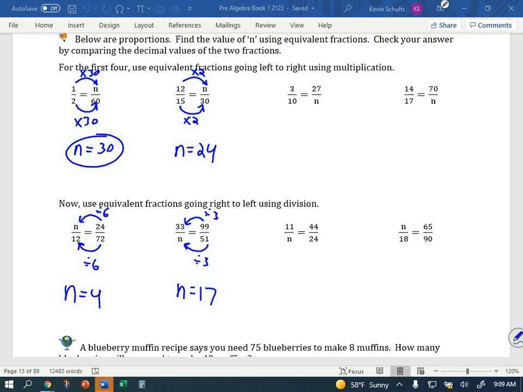Okay? Lexi? So cross products works also here. I'm not showing you cross products for this because the focus is on equivalent fractions where everything works out here. But cross products is another method that if you'd like to do that, that also works. But it's not the focus of this, so I'm not bringing it up yet.